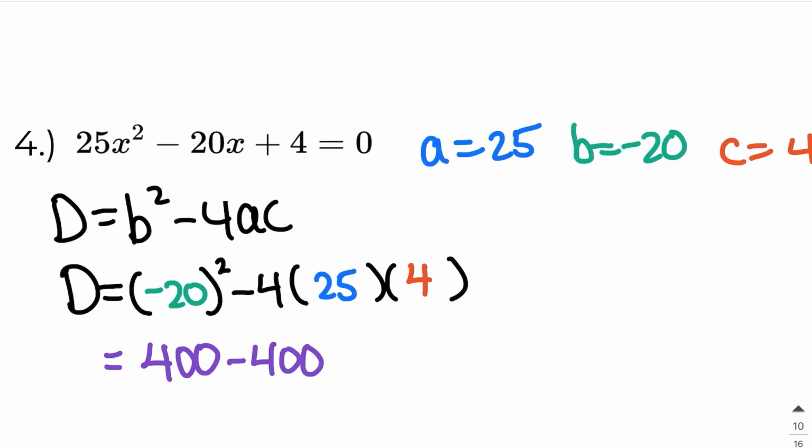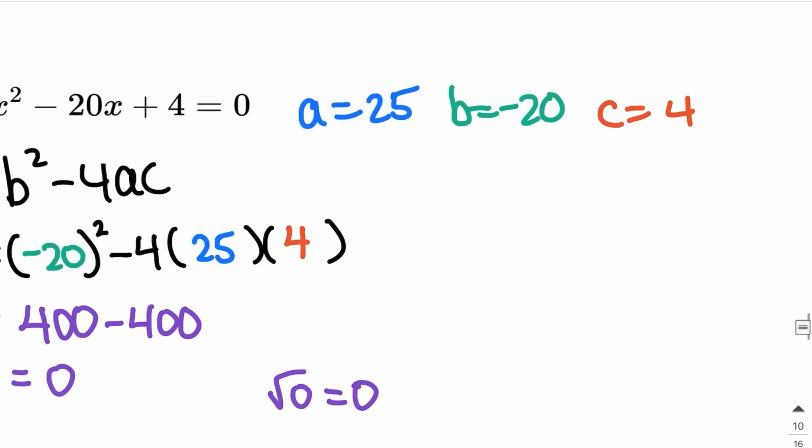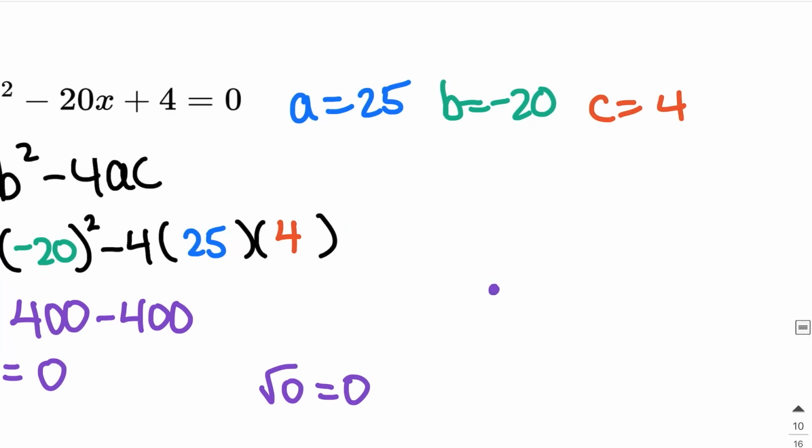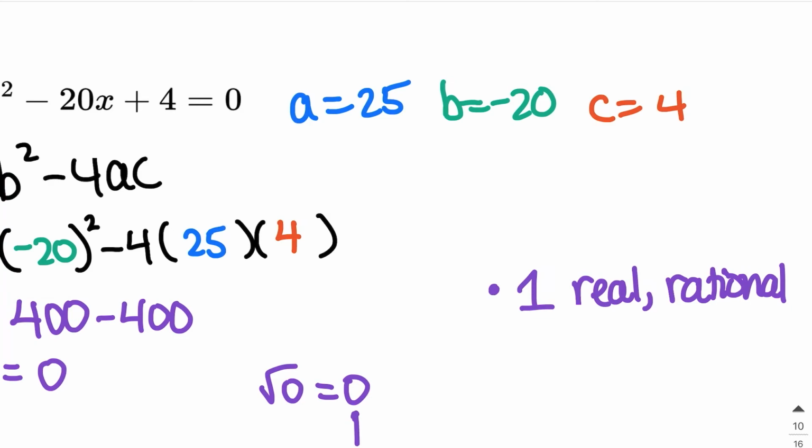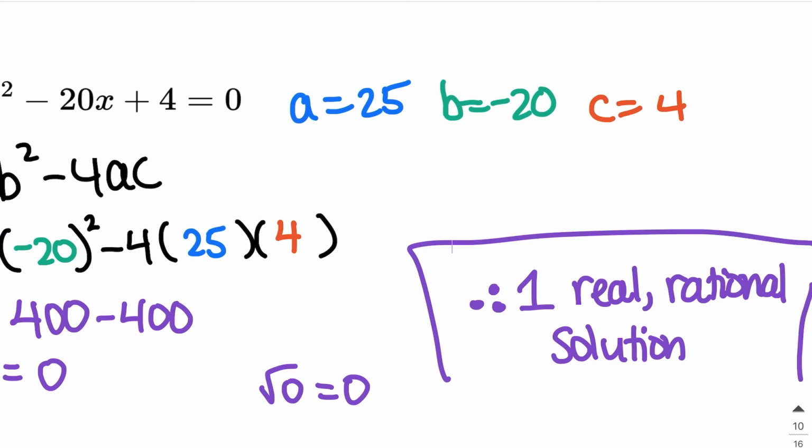So here I end up getting 0. And 0 is square rootable. But when I square root 0, I only get one answer. So we can say here that there is one real solution. And the solution will have to be rational because this is a number that I can actually square root. The square root of 0 is 0. So there's one real rational solution. And this is our answer here.